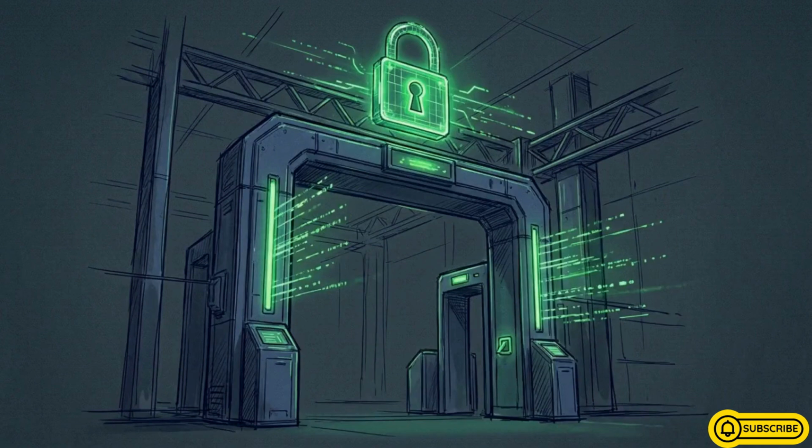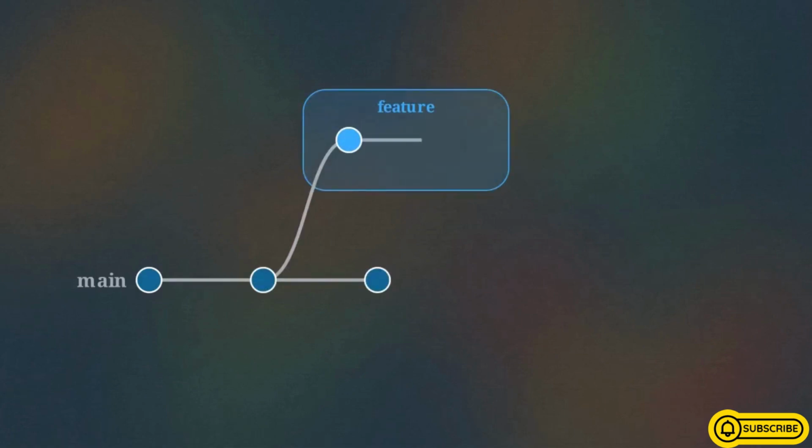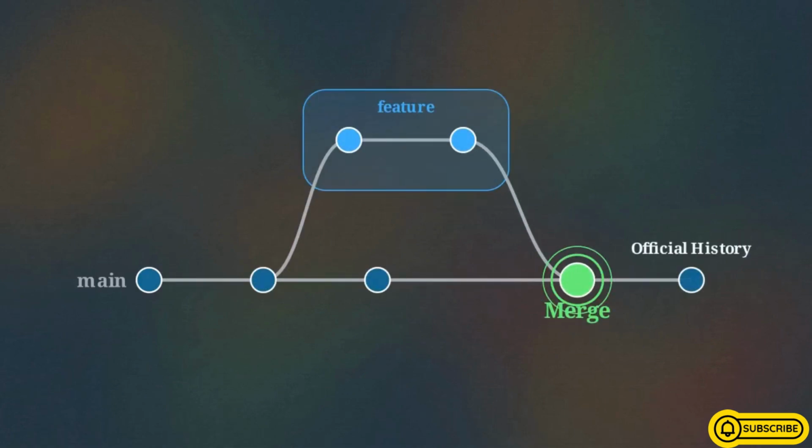By using the pull request as a checkpoint, teams can identify logic errors and security flaws before any new code reaches the main branch. Once the team approves your code, a senior developer or maintainer clicks the Merge button to finalize the contribution. This diagram shows your feature branch reintegrating into the main timeline. Your code is now part of the official project history.